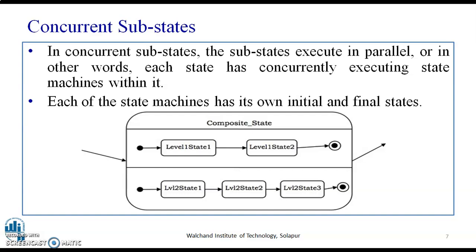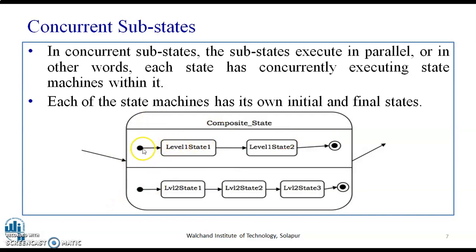Now, next is the concurrent substates. In concurrent substates, the substates execute in parallel, or in other words, each state has concurrently executing state machines within it. Now, as you can see the difference in the diagram, it is not that there are no different substates. Yes, there are different substates. However, the change is that they are working concurrently. That is, this is level 1, state 1. These are substates that are connected to one another, and this is a second level of states that are connected to one another inside these composite states.